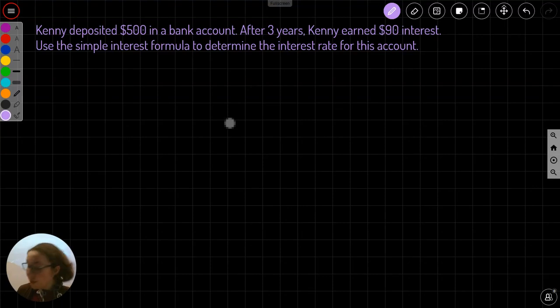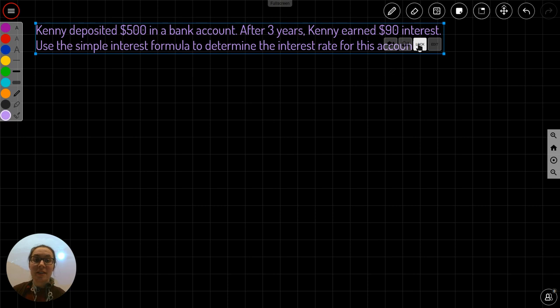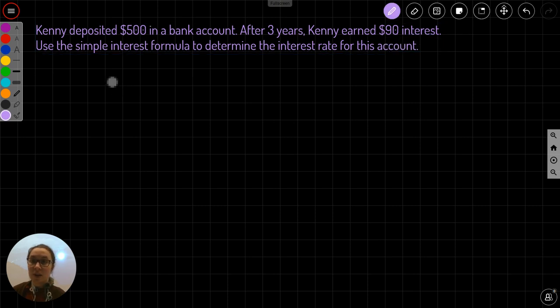This is example 2 of lesson 3.7, formulas and equation solving, and we have Kenny who deposited $500 in a bank account. After 3 years, Kenny earned $90 in interest. Use the simple interest formula to determine the interest rate for this account. Okay, it says to use the simple interest formula.